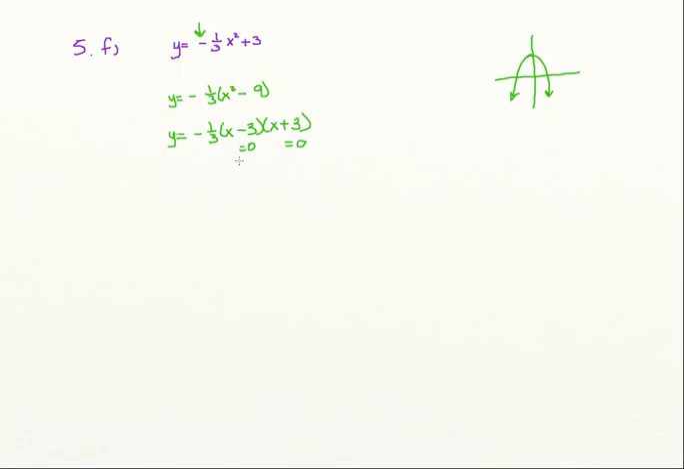So I have x minus 3 equals 0. In that case, x is going to equal 3. And x plus 3 can also equal 0, in which case x equals negative 3. So our answer is plus or minus 3. If I want to write this as a coordinate, because it's asking for the x-intercepts, it would be (3, 0) and (-3, 0).